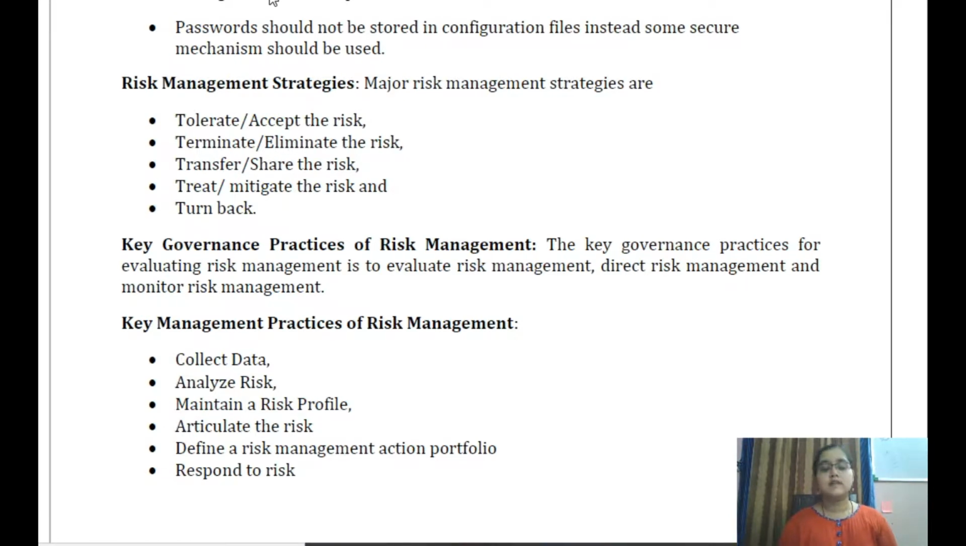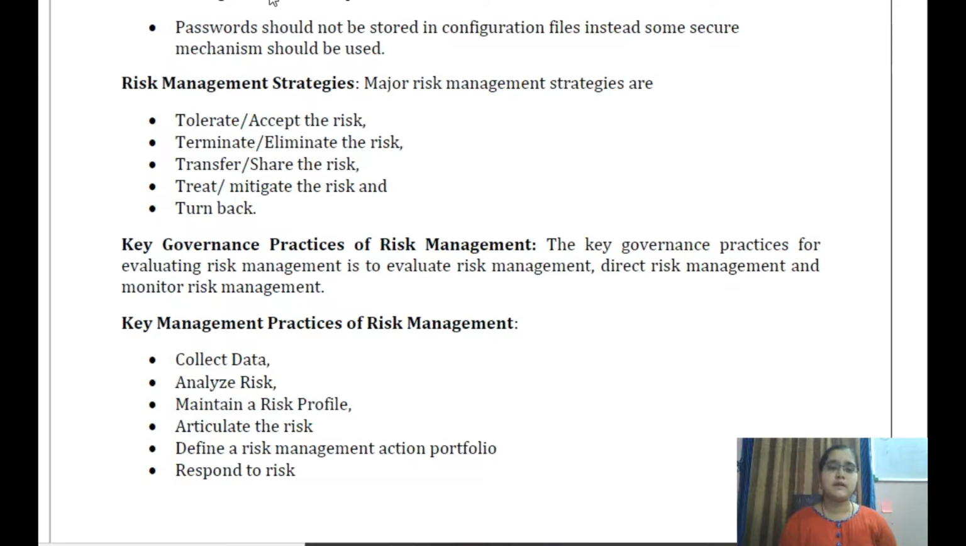and then define the risk management action portfolio. The management must sit and take steps in order to mitigate the risk. That means if an uncertainty even happens, even after taking proper care, what are the steps to be taken to mitigate that. Then respond to risk. If any risk is newly emerging, the management along with the committee and team must be able to respond to it so as to reduce its impact.